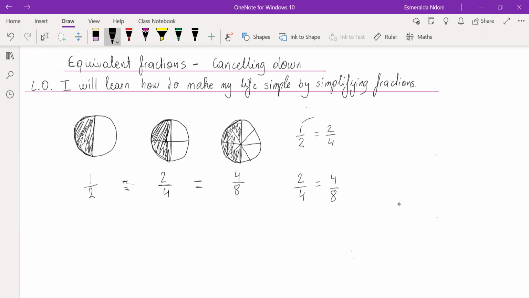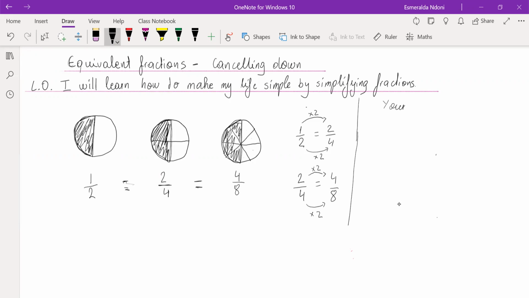So if I have 1 times 2, 2, 2 times 2, 4. This is how I can make loads and loads of them by multiplying the numerator and the denominator by the same number. Look, same thing goes there. 2 times 2, 4, and 4 times 2, 8. Okay, let's give you a chance to try some.